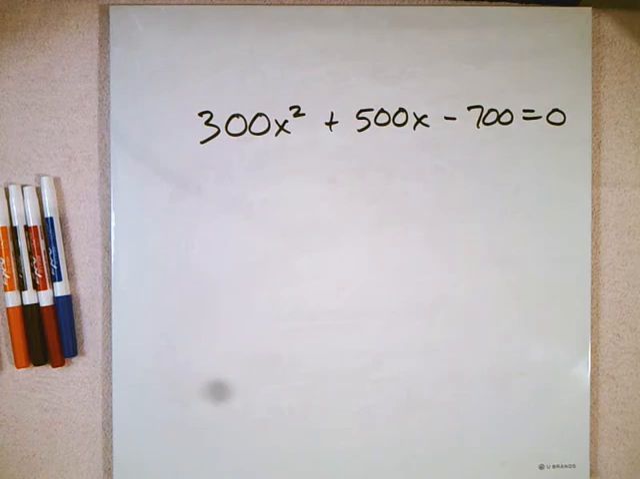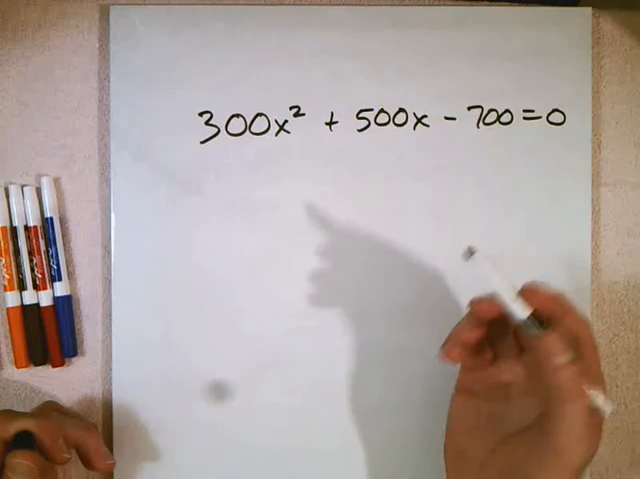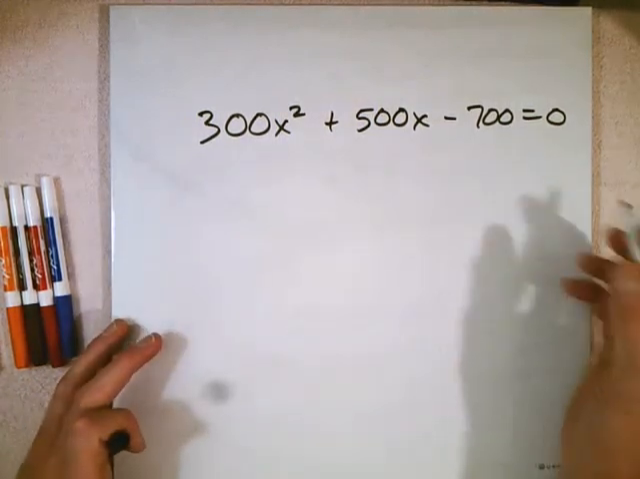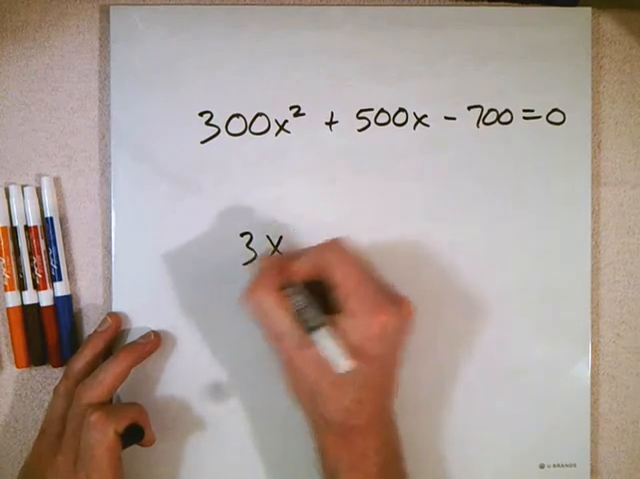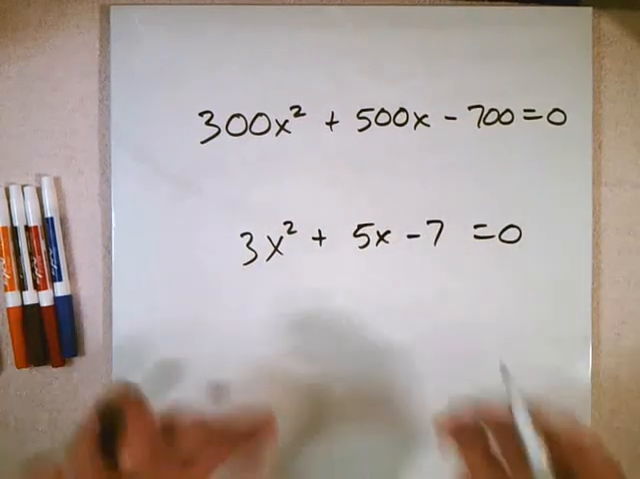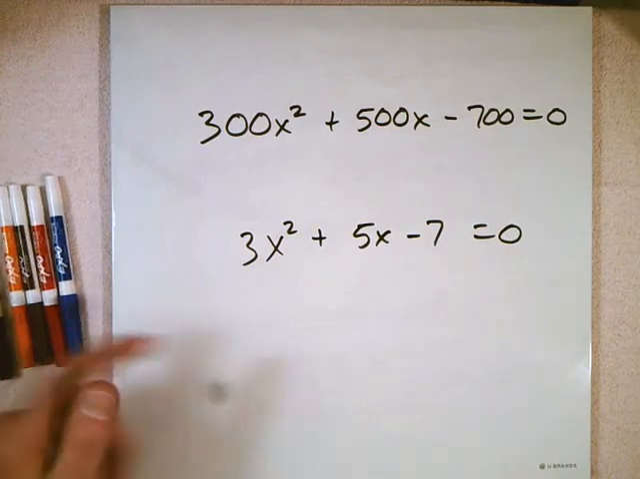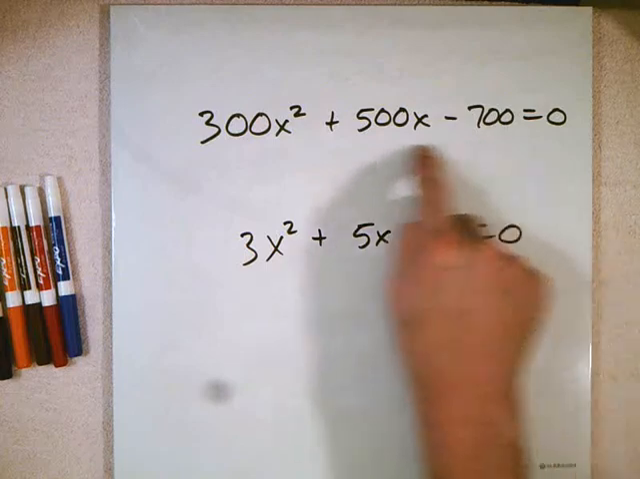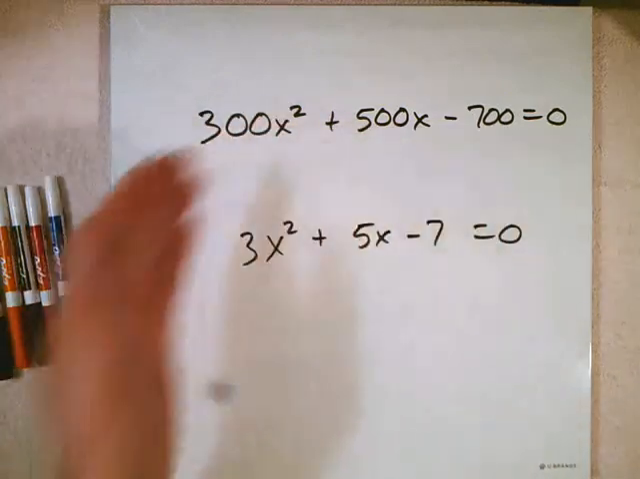You want to make these numbers small. You don't want to sit there and like square 500 to figure out what b squared is and all that kind of stuff. You want to divide everything by 100. That way you'll get 3x squared plus 5x minus 7 equals 0. And that's not going to be so hard to deal with. Plugging 3 for A, 5 for B, and negative 7 for C is a whole lot easier than these huge numbers up here. So if you can divide out by some large common factor, by all means do that first before you run off and use the quadratic formula.